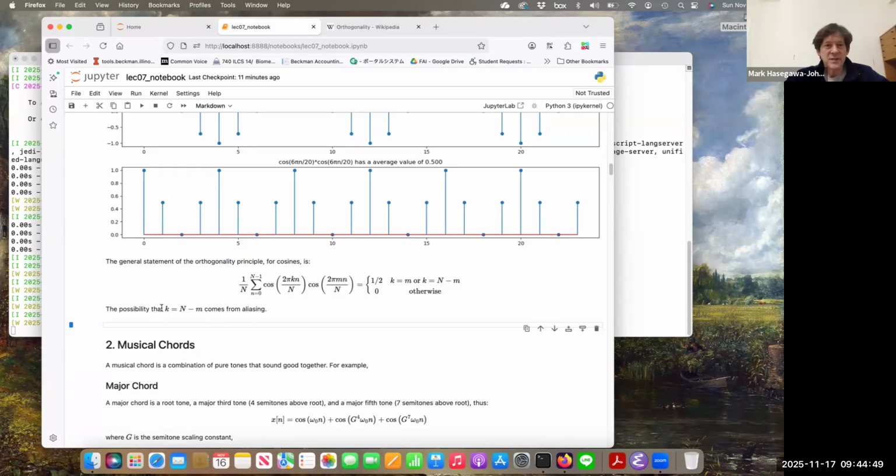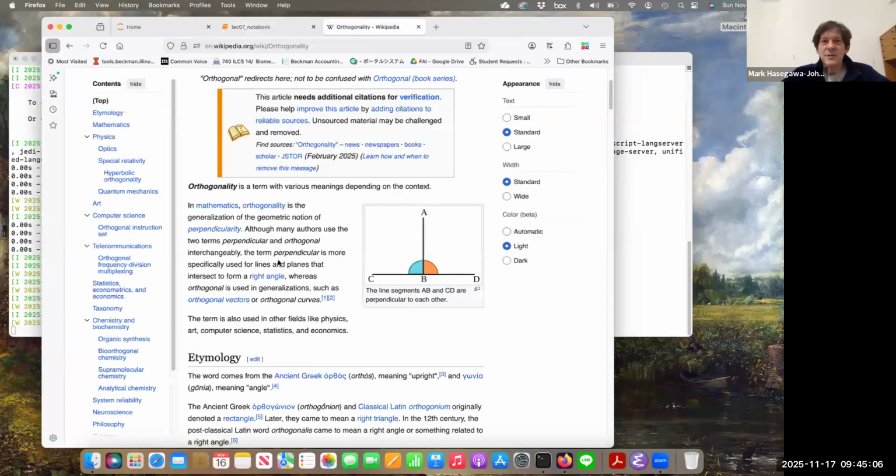Right, that's here. The possibility that k equals n minus m comes from aliasing, which we discussed last time, where n minus m is exactly the same as m. All right, so that's the principle of orthogonality. That's these perpendicular lines. Now let's talk about why that's useful.